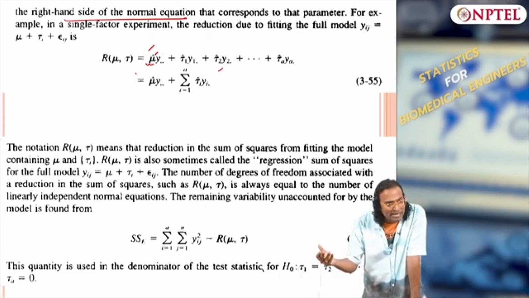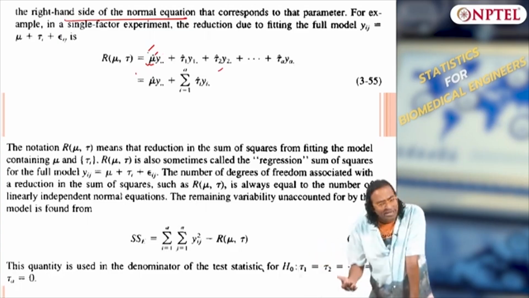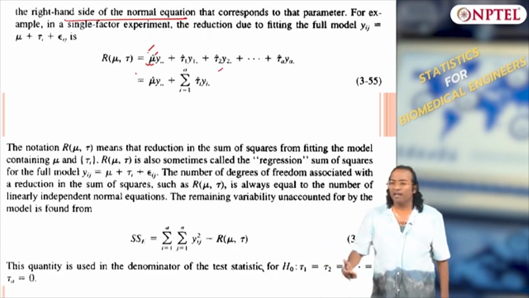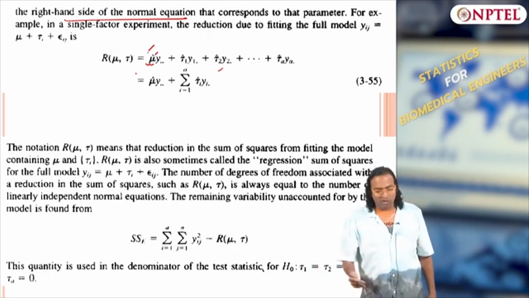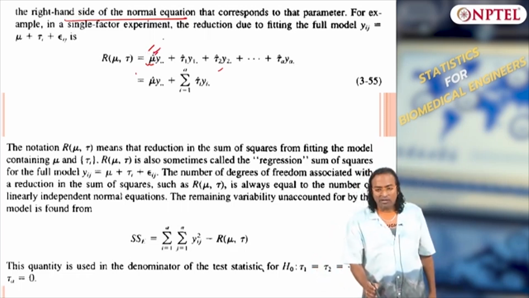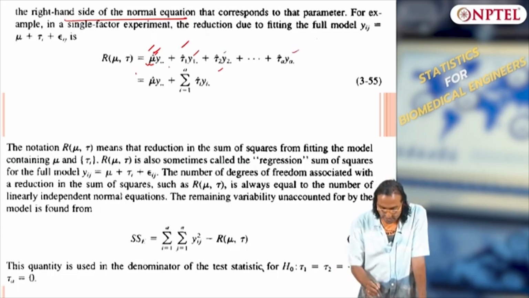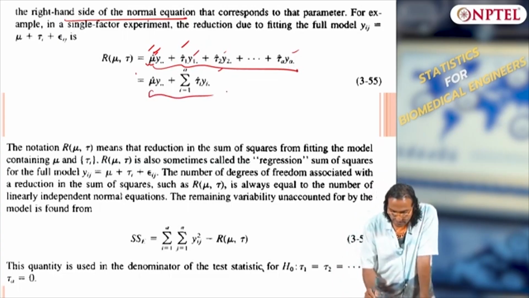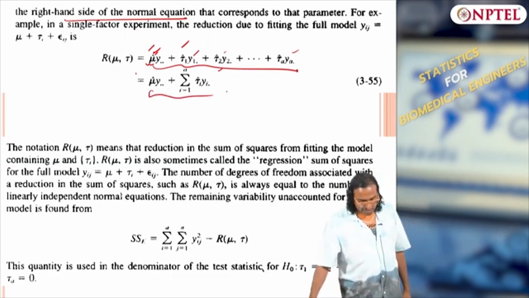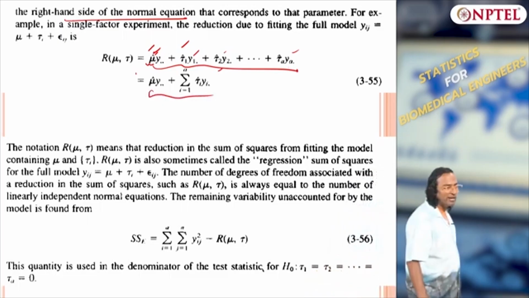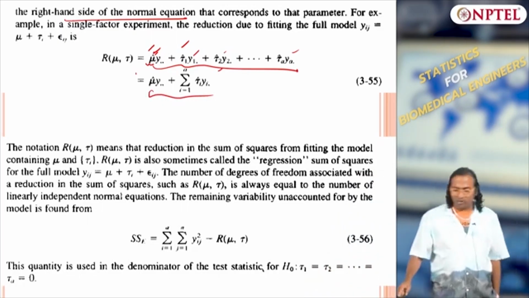Why is that making sense? Because mu hat appears in all the equations, so if you fit mu hat it should explain more variability. So that is why it is mu hat into y double dot plus tau 1 hat into y 1 dot plus tau 2 hat into y 2 dot. So I simply write it as mu hat into y double dot plus summation i equals 1 to a of tau i hat into y i dot.